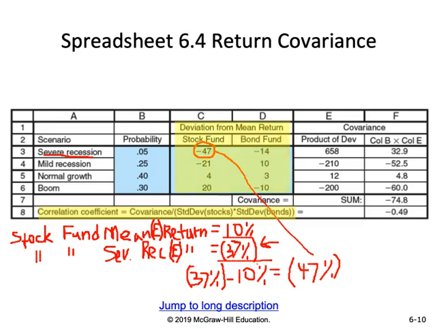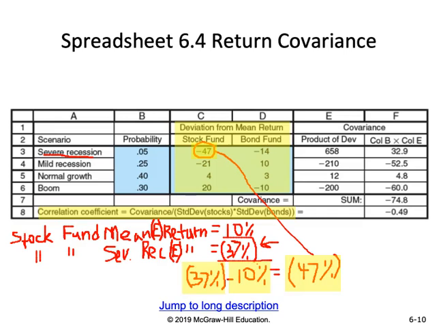So the math is we take the expected return under each economic condition. In this case, we're talking about severe recession. We expected a 37% loss and subtract the mean return from that, and we get a negative 47% that we plug in up here. And then we do the same math for each of these conditions of the economy for both the stock and the bond fund. I think the mean return for the bond fund was 5%, while the stock fund mean return was 10.